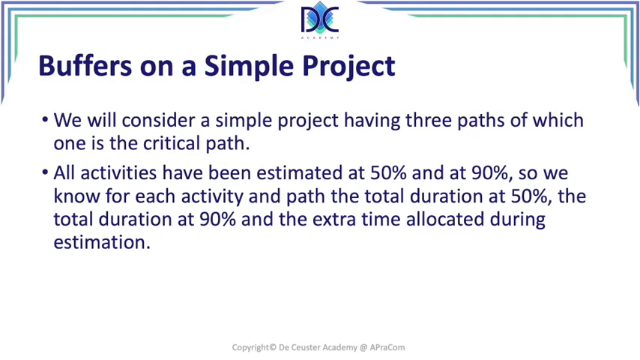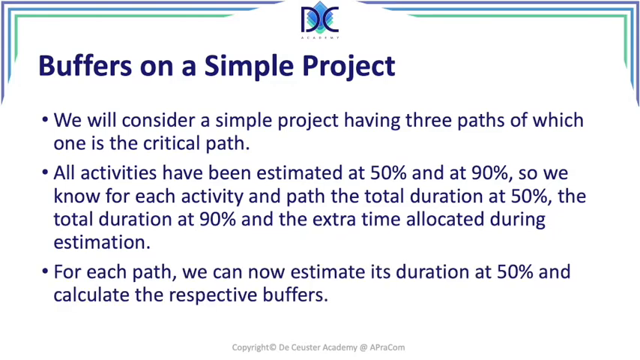All the activities have been estimated at 50% and at 90%, so we know for each activity and part the total duration at 50%, the total duration at 90%, and the extra time allocated during estimation. For each part, we can now estimate its duration at 50% and calculate the respective buffers.